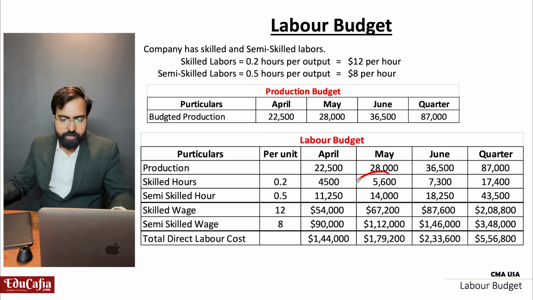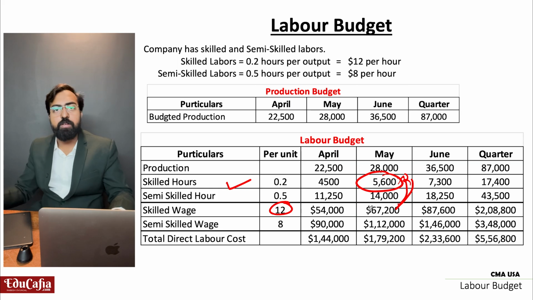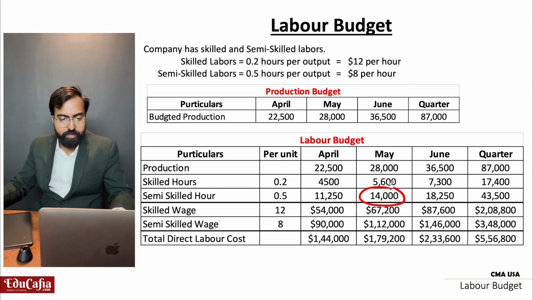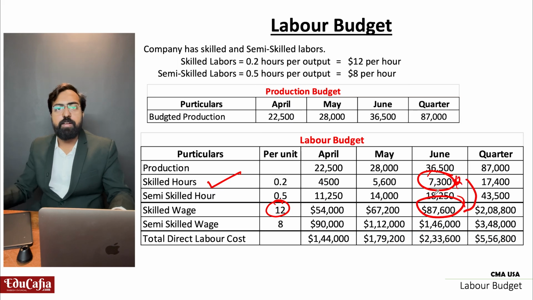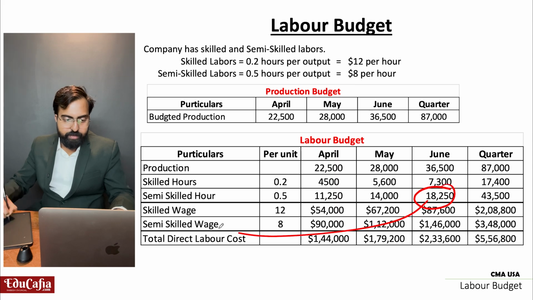Like 5,600 skilled laborer hours worked, their cost 12, into 12, this much cost we have to give. Then 14,000 semi-skilled hours worked, 8 is their wage, so into 8, 1,12,000 we have to give. In June also, 7,300 skilled hours worked, 12 is their price, so that is equal to 87,600. Then 18,250 semi-skilled hours, their wage 8, that is equal to 1,46,000.